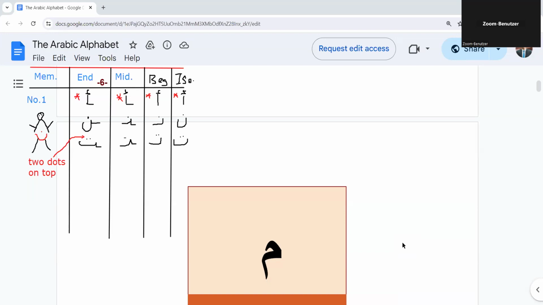So it looks like a mouse with a tail. Yes, the main body of the mouse is the circle of this letter, the meme, and the tail is the tail of the meme. So the word mouse starts with the sound m. So this is a m. Okay, let's write it together.